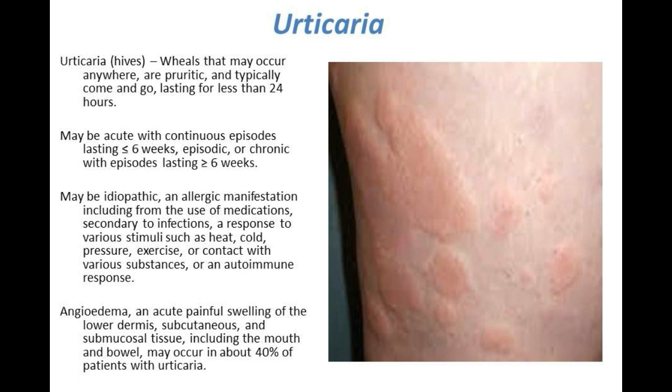Urticarial rashes, also known as hives, are wheals that can occur anywhere. They're also very itchy. They typically come and go, and they last for less than 24 hours. There may be continuous episodes lasting up to about 6 weeks. It could be an episodic pattern, or you may have a chronic pattern of urticaria that lasts more than 6 weeks. So these may be idiopathic, an allergic manifestation from things like medication, infection, heat, cold, pressure, exercise, contact with various substances, or an autoimmune response.